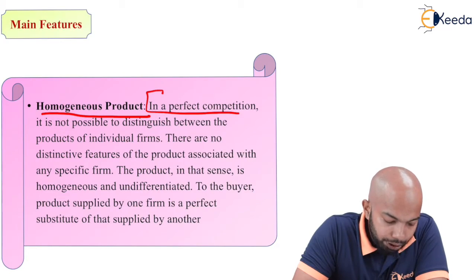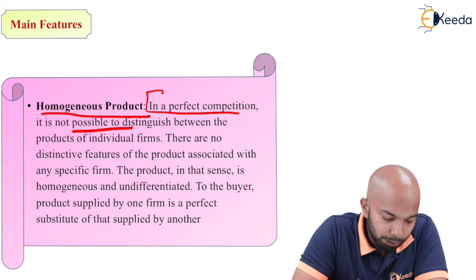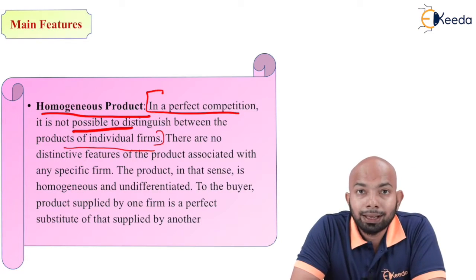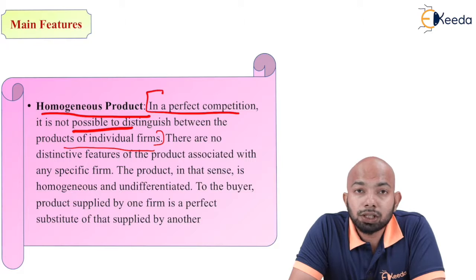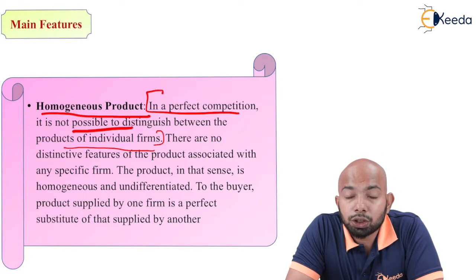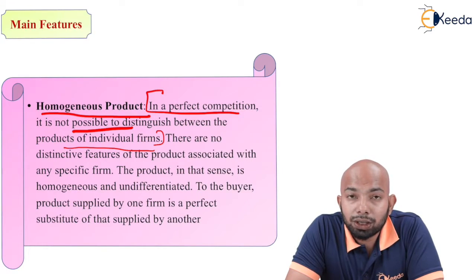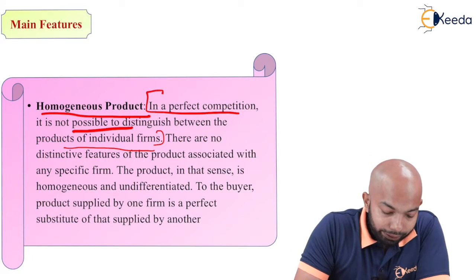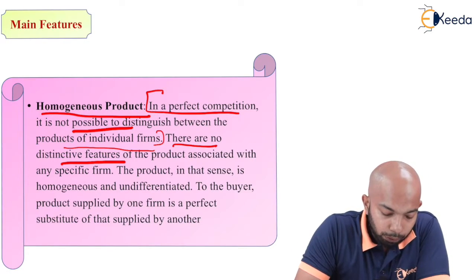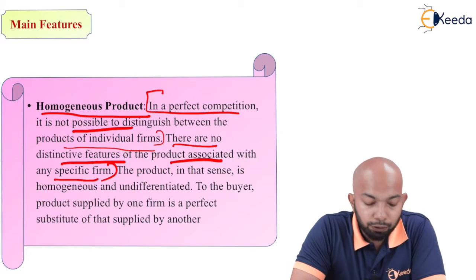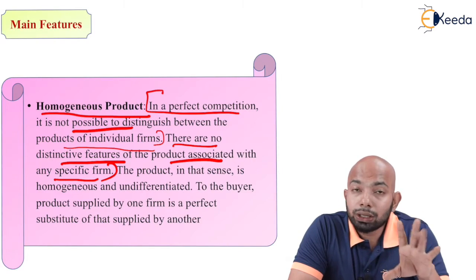In a perfect competition, it is not possible to distinguish between the products of individual firms. You cannot figure out what is a different product or what is the difference between the products, because every product looks very similar, very familiar here. There are no distinctive features of the product associated with a specific firm. It also says there are no distinctive features.